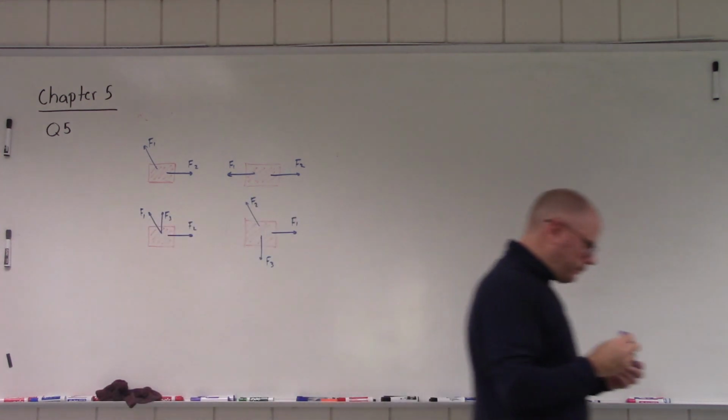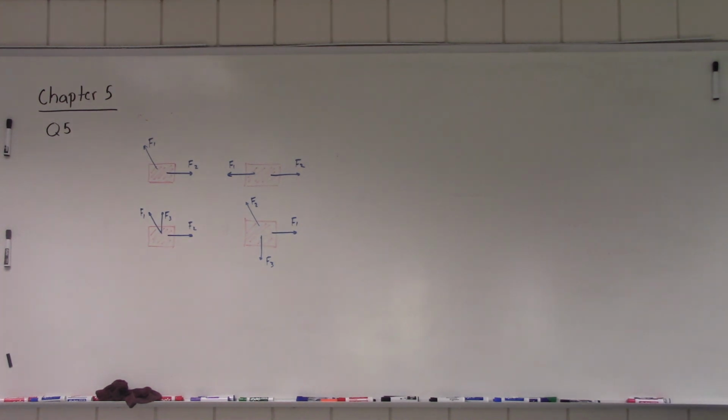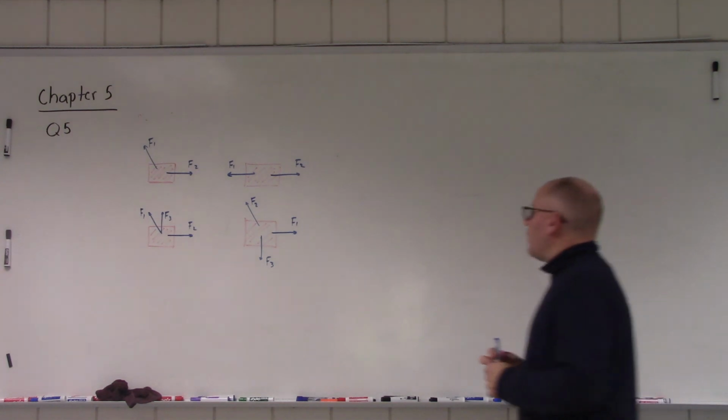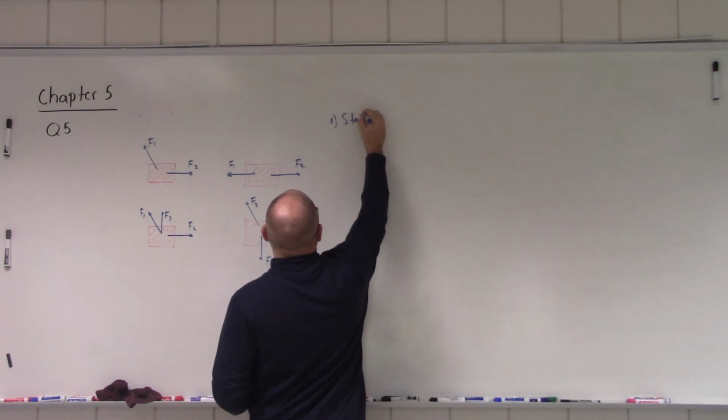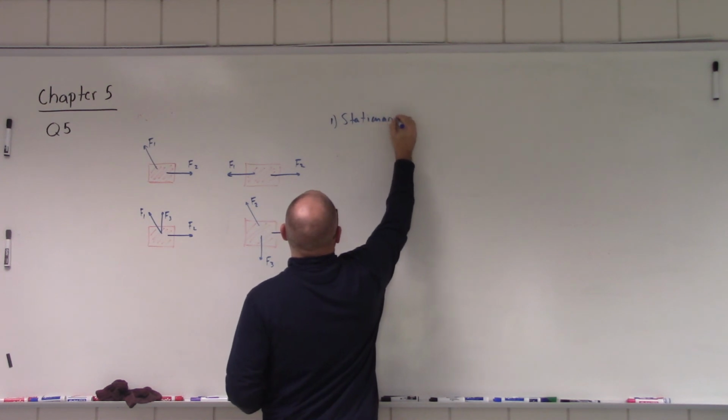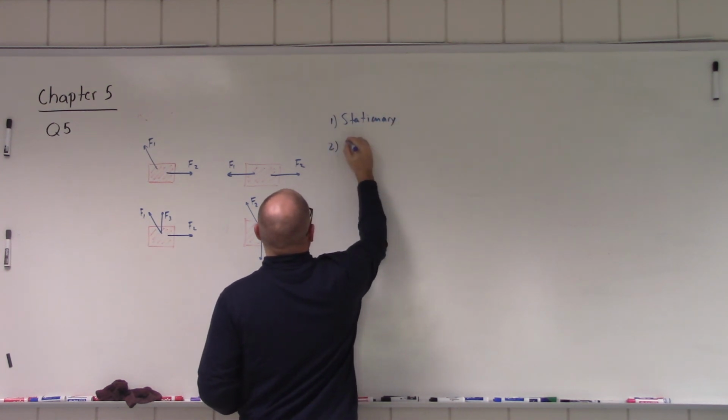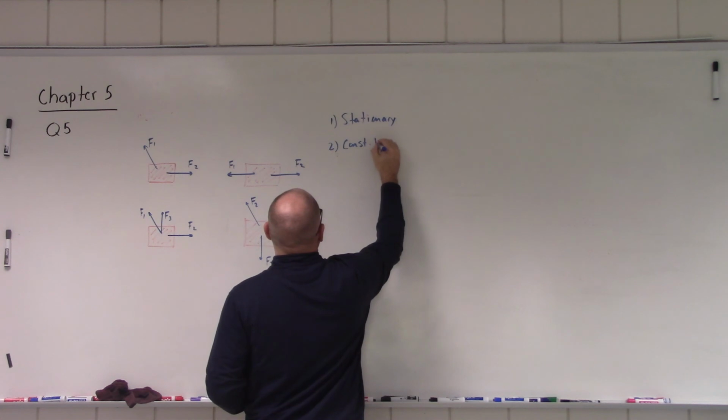Okay. Now the drawing's done. It says, if the force magnitudes are chosen properly, in which situations is it possible that the block is stationary, moving with a constant velocity? So what I like about this problem is it says which of these could be stationary or moving with a constant velocity.